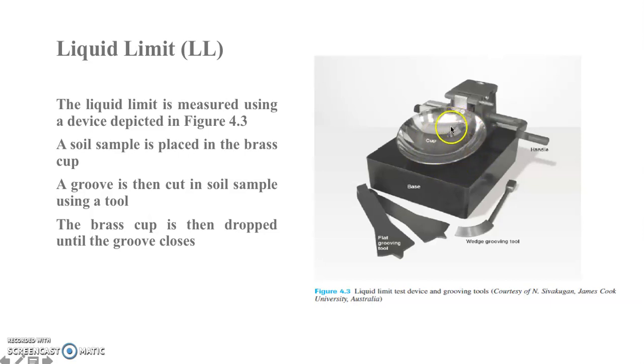So for the number of blows, the N, when the middle part of the soil sample touches each other, you stop and record the number of blows as the soil sample at the center touches each other. So for example, your N is 16. First trial, you have N equal to 16.